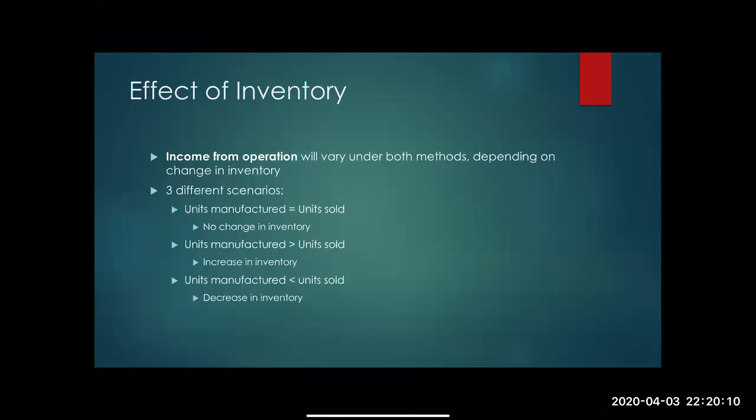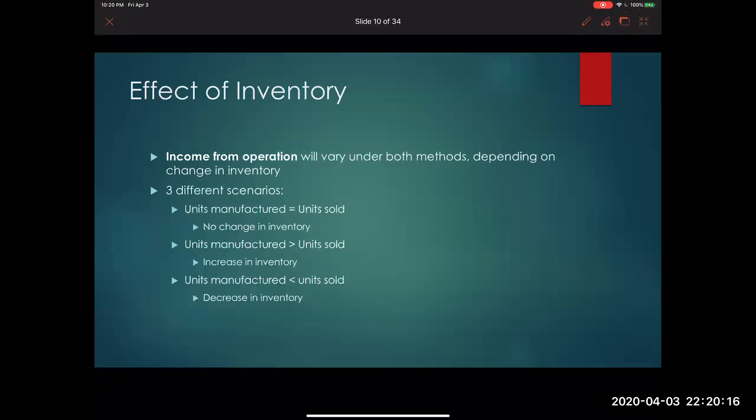So in scenario number one, we have no change in inventory, which means everything that we make in this particular example, everything that we make, we sell, okay? So make equals sell, right? Everything we make, we sell. There is no ending inventory, right? No ending inventory, okay? In this particular example, that is scenario number one.